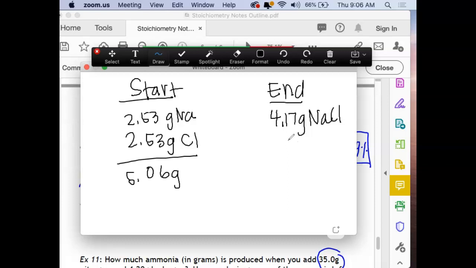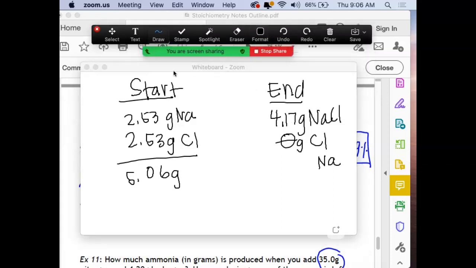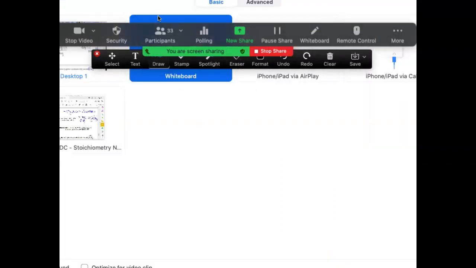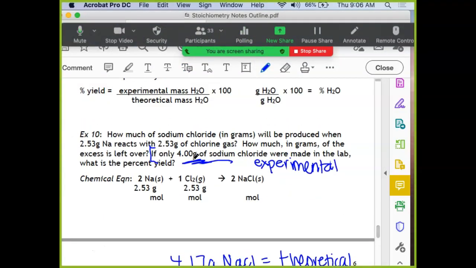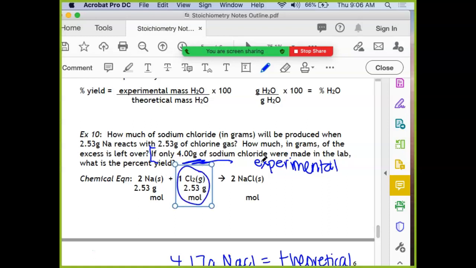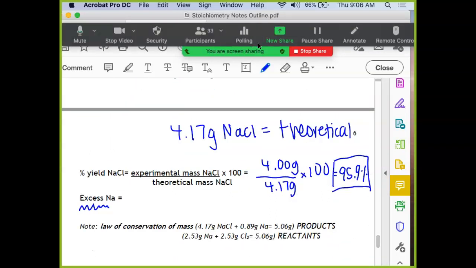Now, I don't remember. Can someone tell me who my limiting reactant was? Was it the sodium or the chlorine? It was the chlorine. Okay. So we shouldn't have any chlorine at the end. It should have run out. No grams of it. All right. Which makes my sodium my excess, meaning there's going to be some sodium left over in there. So how do we figure out how much sodium? Well, we start with the limiting reactant every time. So my limiting reactant was chlorine, so I will use chlorine to start this problem.